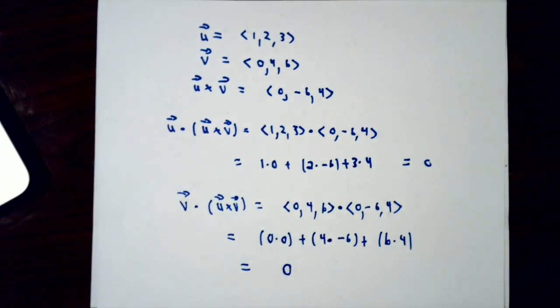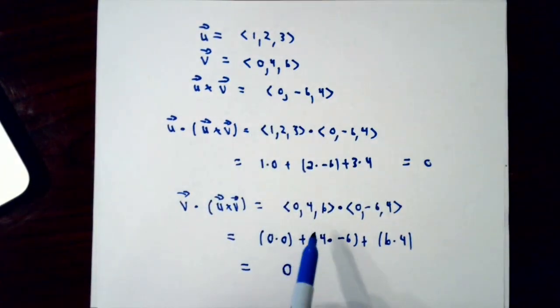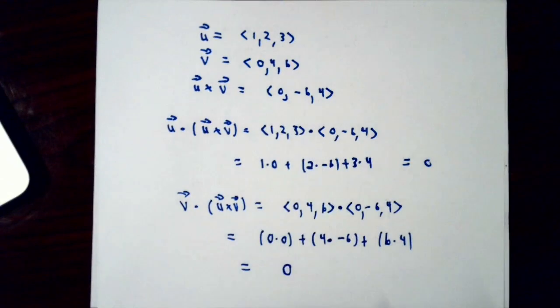As with u, let's look at the dot product of v with this cross product thing. v has components 0, 4, and 6. u cross v is 0, -6, 4. The dot product is 0 times 0 plus 4 multiplied by -6 plus 6 multiplied by 4, which ends up being 0 plus -24 plus 24, which is 0.